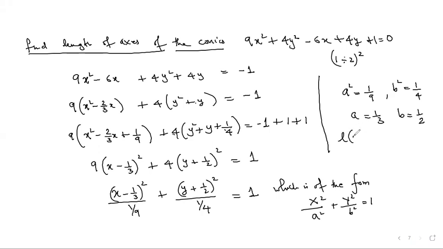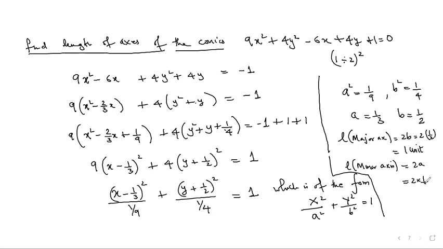So the length of the major axis is 2B, so 2 into half, so 1 unit. The length of the minor axis is 2A, so 2 into 1 by 3, so 2 by 3 units. I hope you understood. Little tricky.